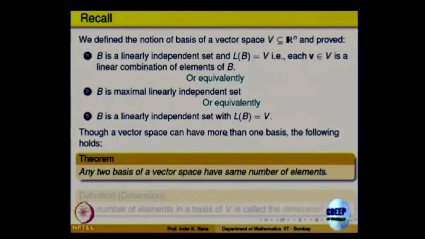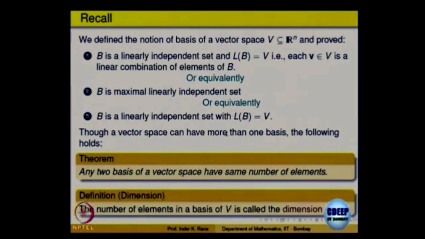We also said we will assume this theorem that any two bases of a vector space have the same number of elements. So that gave rise to the definition of the dimension of a vector space. So dimension is the number of elements in any basis of a vector space. There can be different bases, but the number of elements in each basis will be the same for a given vector space. So that we called the dimension.